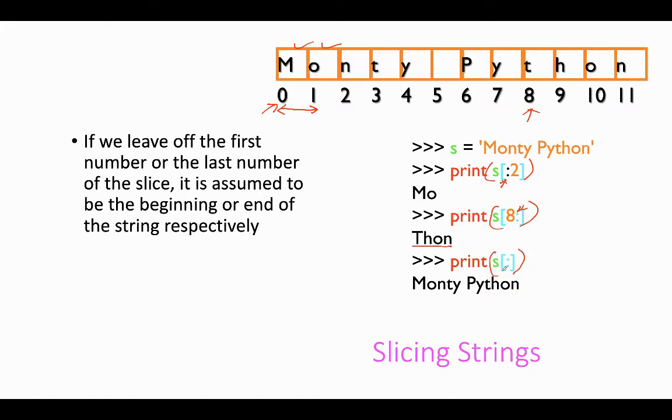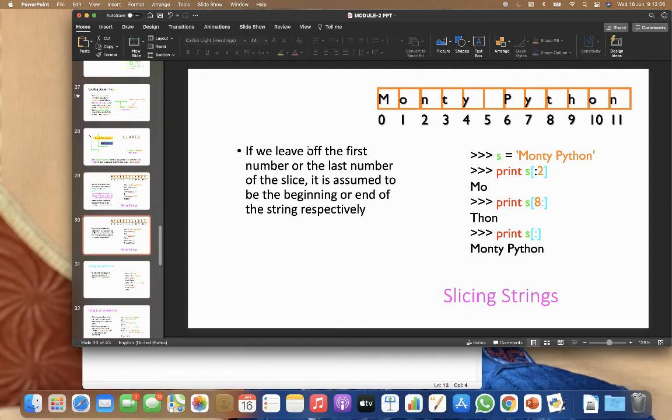Print S with a colon. What will be displayed? Because nothing has been specified for the starting number or ending number, whatever you typed in that variable, the same thing will be displayed on your console. So this is how you can leave out the starting or ending number, and based on the string it will print on your terminal. Let's try this practically.